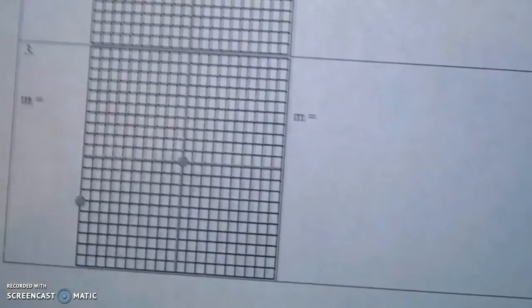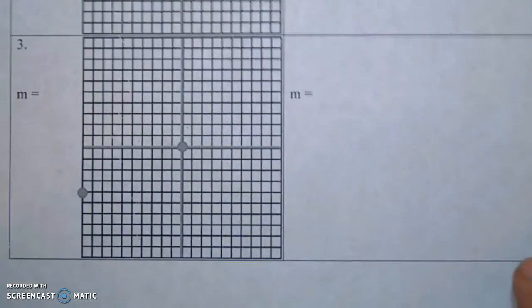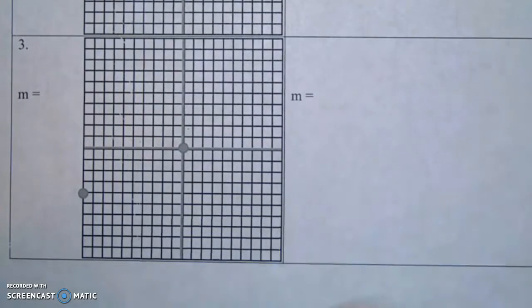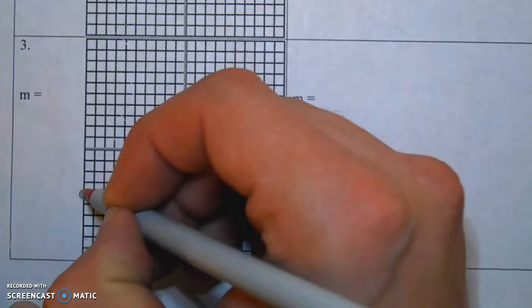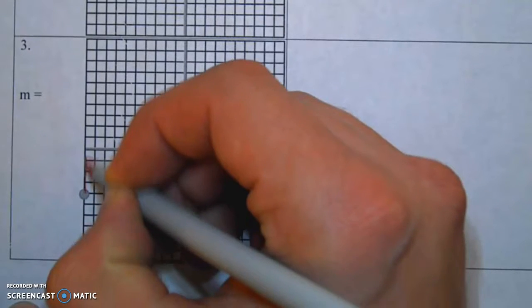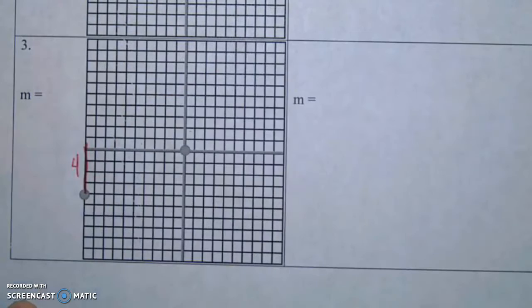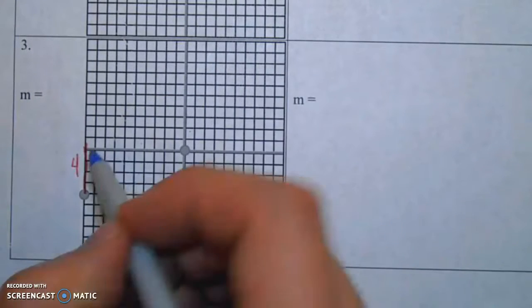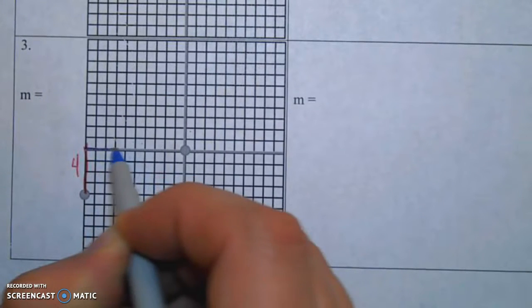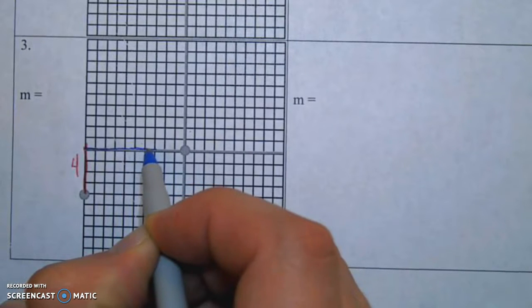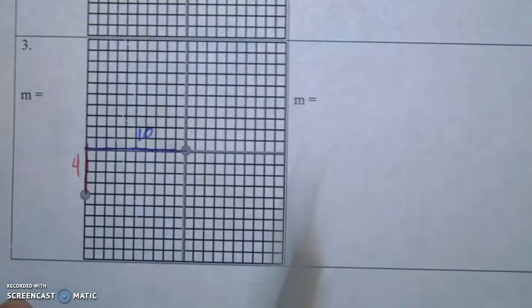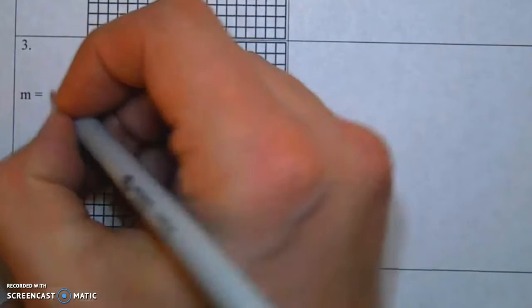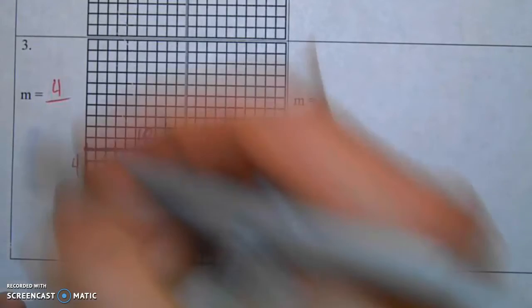On number 3, we're going to have to do a little bit more counting this time. It goes a little bit farther. So we'll start on the leftmost point. We'll see how far up it goes, the rise. It rises 1, 2, 3, 4. Rise of 4 and a run of 1, 2, 3, 4, 5, 6, 7, 8, 9, 10. So the run is 10. Okay, so rise of 4, run of 10.